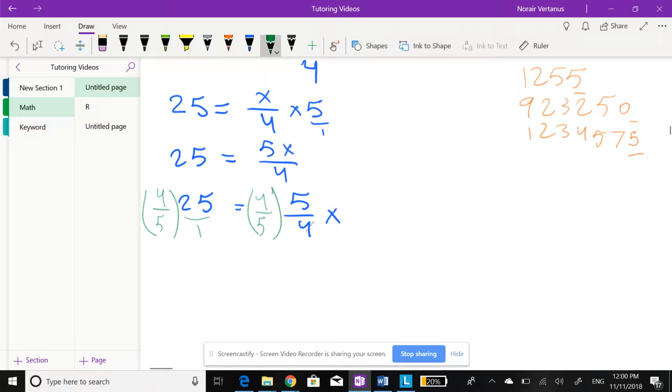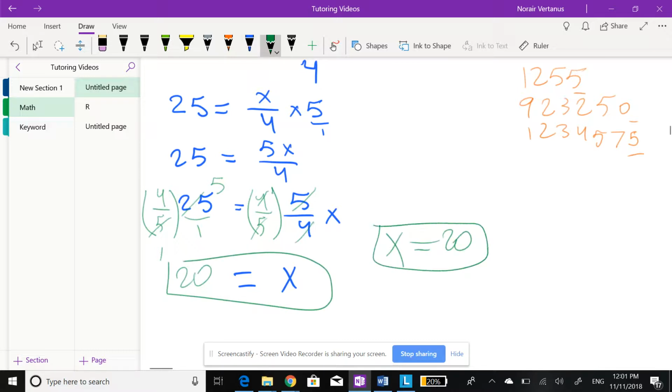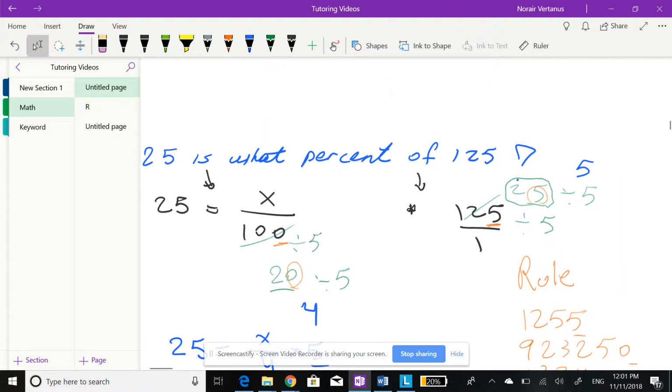Now see what happens? Cross canceling, that's why we multiply by the reciprocal, right? And so you end up with x equal to, cross simplification here, cross canceling here. This is divided by 5 once, divided by 5 five, right? What's left? 4 times 5, 20. So I'm going to write it like that, x equal to 20. So 25 is what percent? That's 20% of 125.